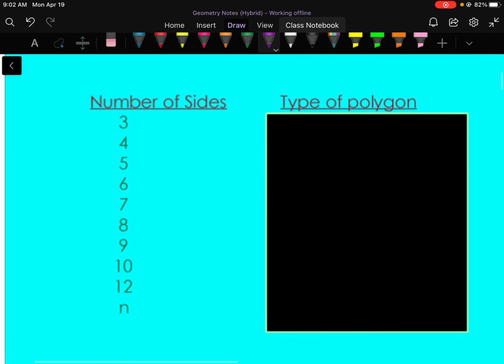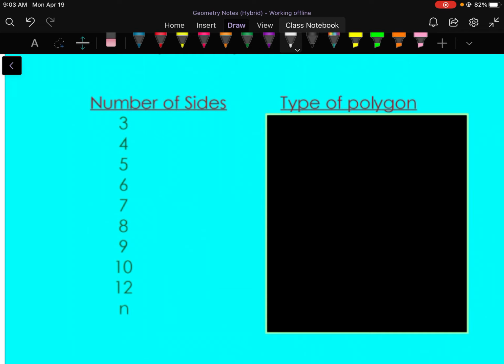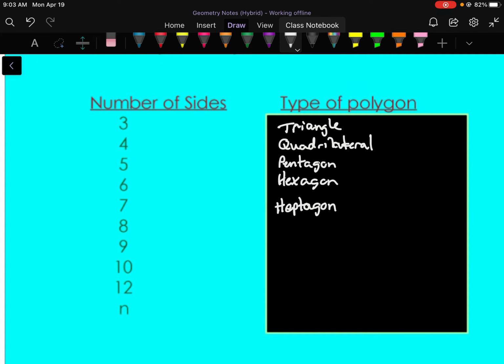So the types of polygons, I'm going to go through these quickly. We'll try to use this vocab as we go throughout the unit, but some of these you already know. If you have a polygon with 3 sides, we call that a triangle. A polygon with 4 would be a quadrilateral. 5 sides is a pentagon. 6 sides is a hexagon. 7 sides would be a heptagon. Not a very common one.